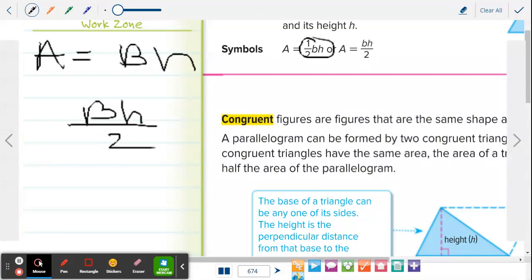I don't like it because it's got a fraction in it. It confuses you guys. I like doing base times height divided by 2. So the good thing is today you get to use calculators. So if you need to borrow one, grab one there. If not, get one out.